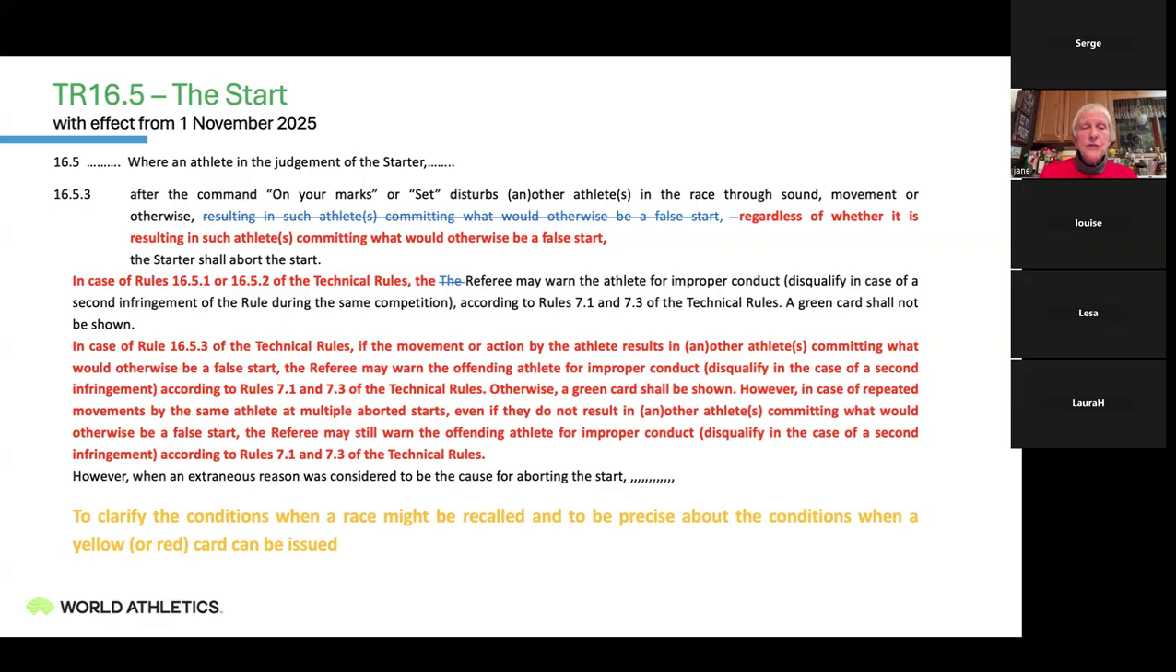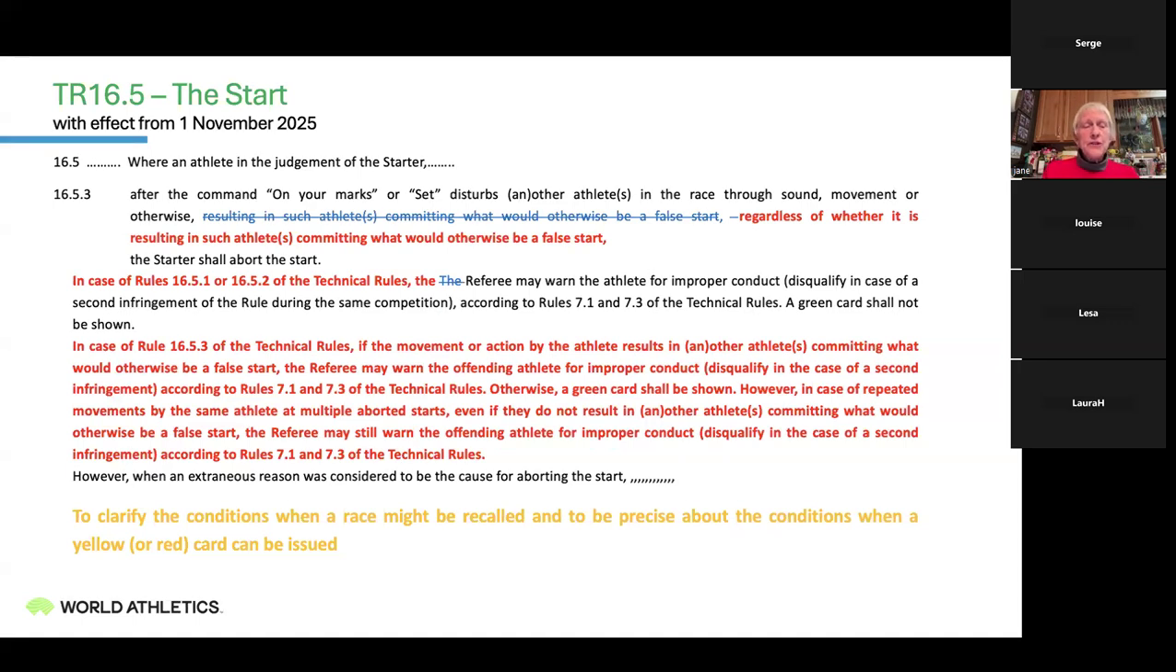In the case of Rule 16.5.1 or 16.5.2 of the technical rules, the referee may warn the athlete for improper conduct, disqualifying in the case of a second infringement, according to Rule 7.1 and 7.3. A green card shall not be shown. So just to be clear, if on a start a yellow or red card is shown, then the green card doesn't come up. The only time a green card will come out is if there's no other warnings, or if nobody's being charged with anything.